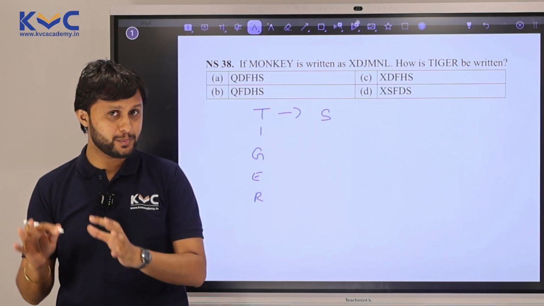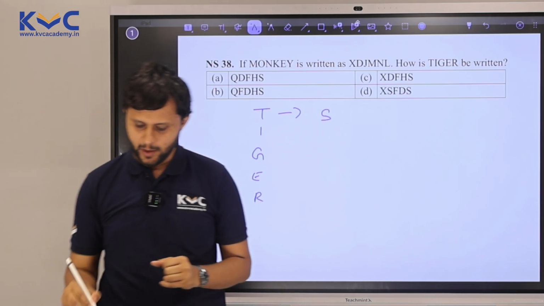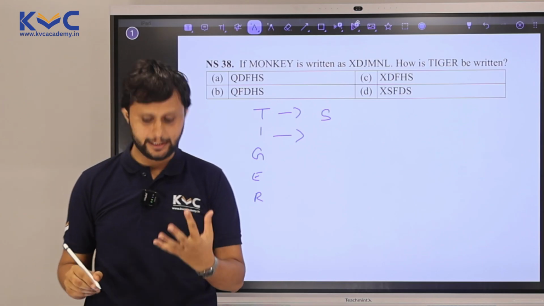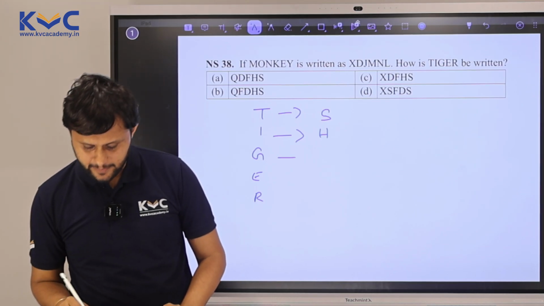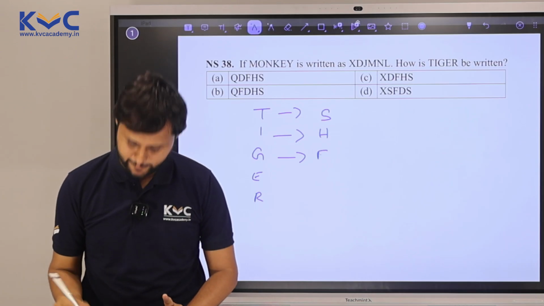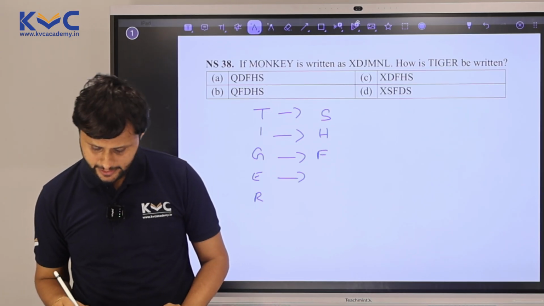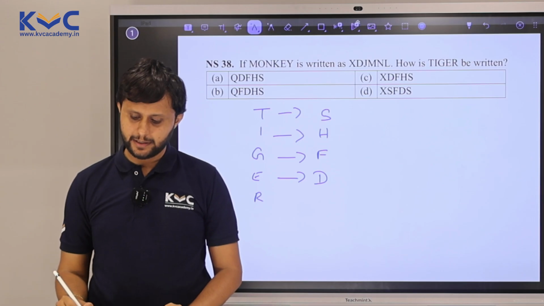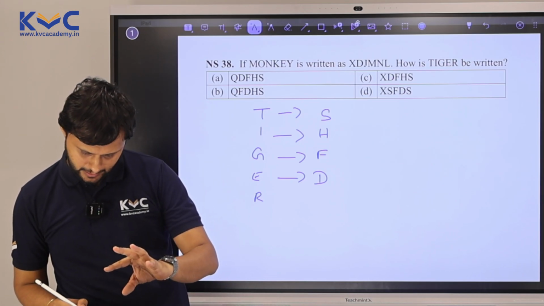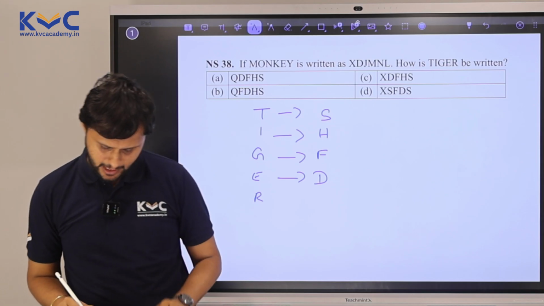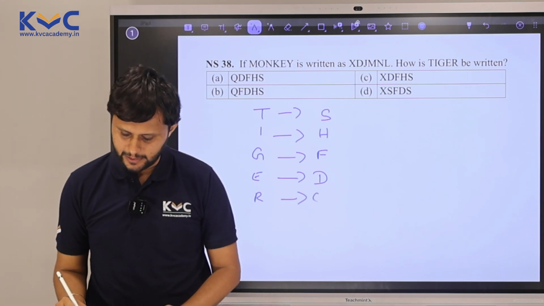Yes. So this should be the last letter. Okay. What comes after before I? It is H. What comes before G? F. What comes before E? D. And what comes before R, right? R is remaining. No, yes. R, what comes before R? It is equal to Q.